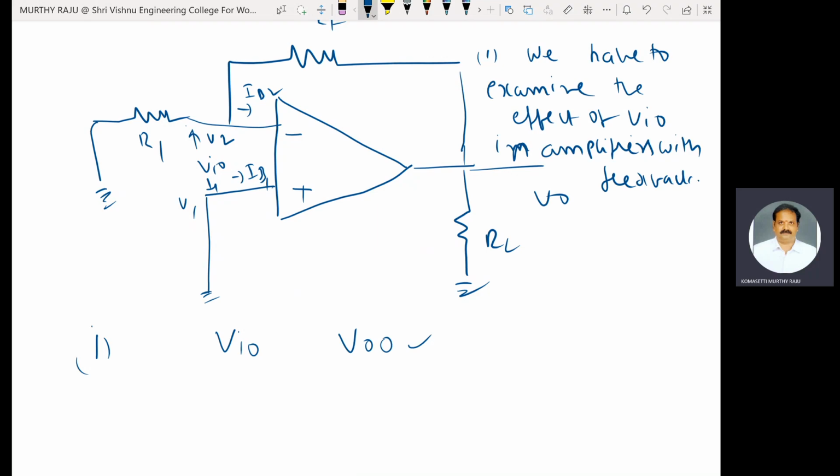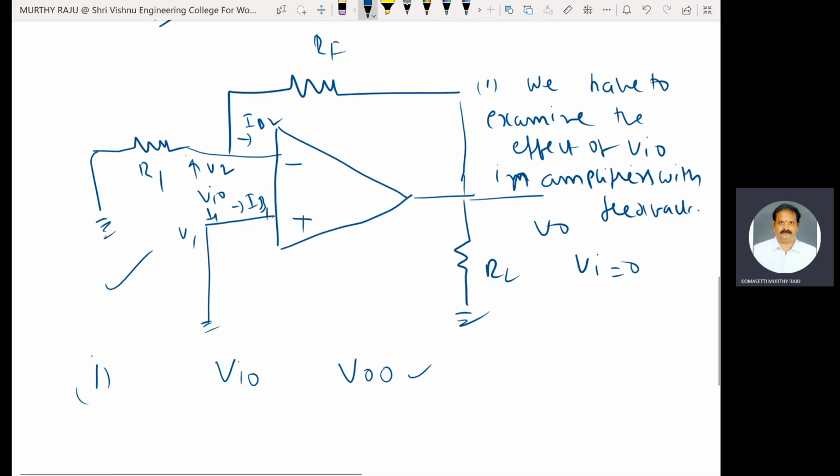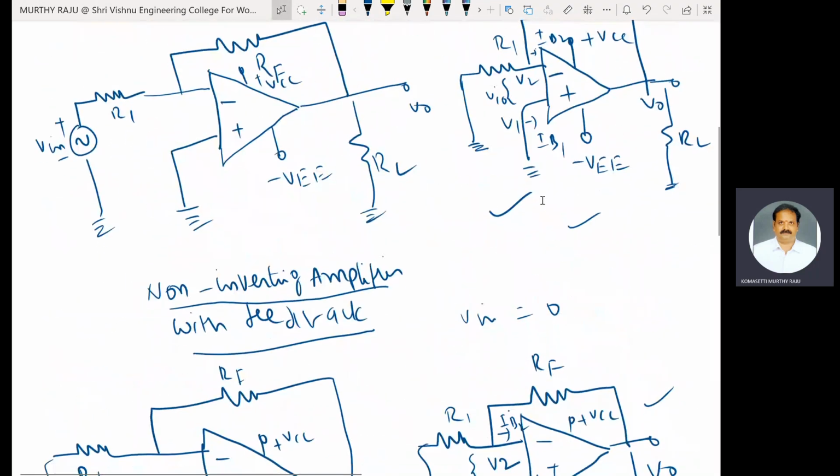Second point is the non-inverting and inverting amplifiers with feedback shown above. To determine the effect of VIO in each case, we have to reduce the input voltage Vi to 0. Therefore, in both the cases, Vi is equal to 0, and this configuration is the same for both non-inverting and inverting configurations with feedback. With Vin reduced to 0, the circuits of non-inverting and inverting are the same.